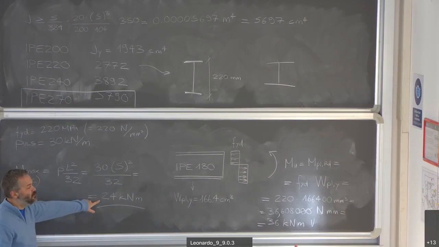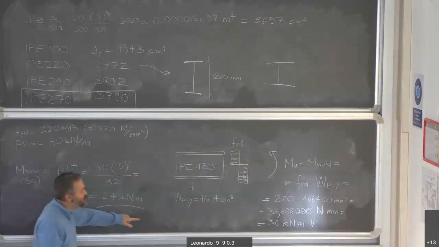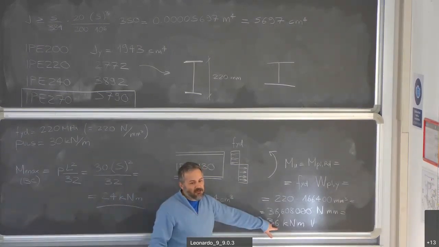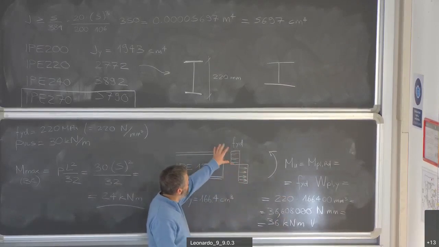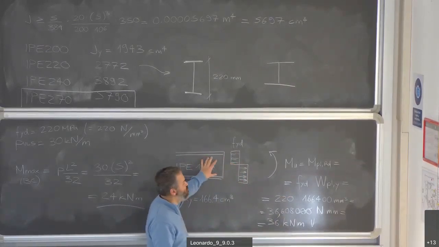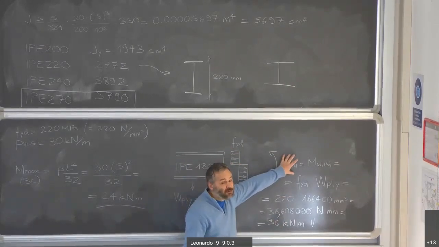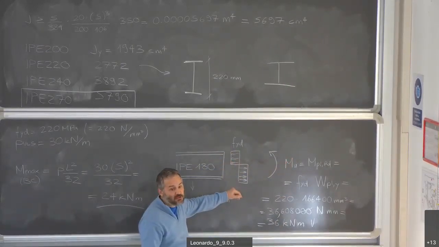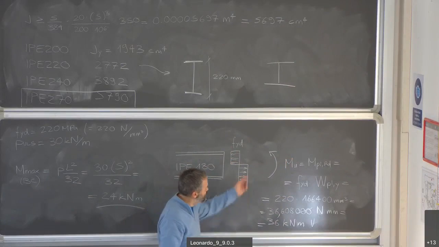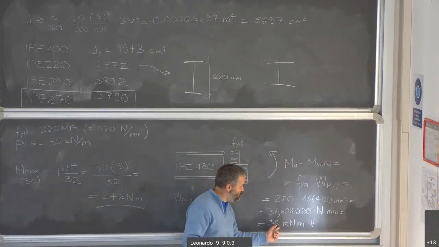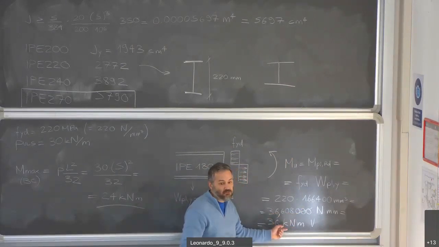No, this is the moment which the beam is subjected to. This is the maximum bending moment the beam can withstand. So this number here comes from this reasoning. If I have an IPE 180 subjected to flexion, and I exploit each of its fibers to the highest stress, what is the moment that I have? This calculation gives you 36 kilonewton meters. So this is the maximum bending moment an IPE 180 can withstand.